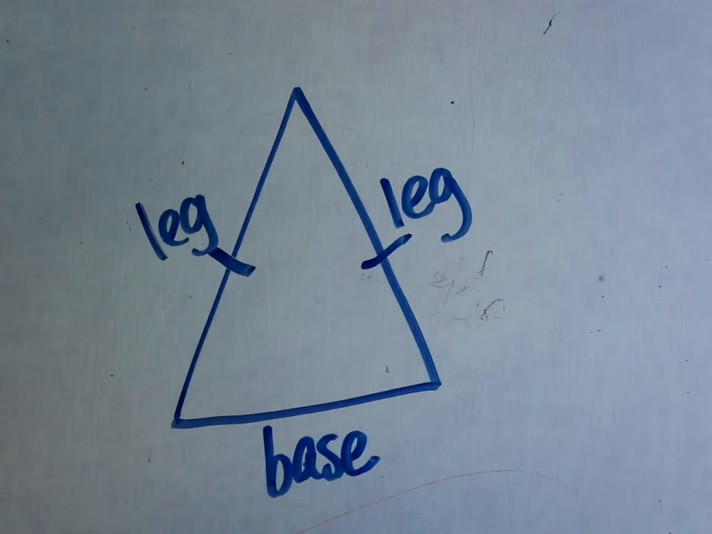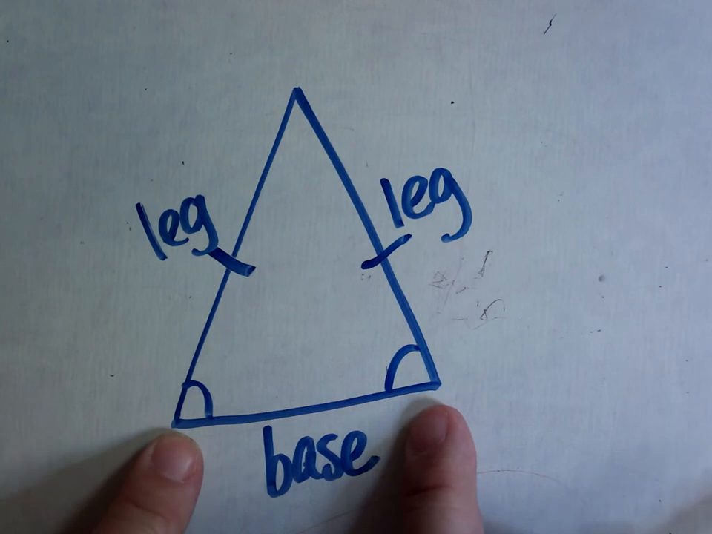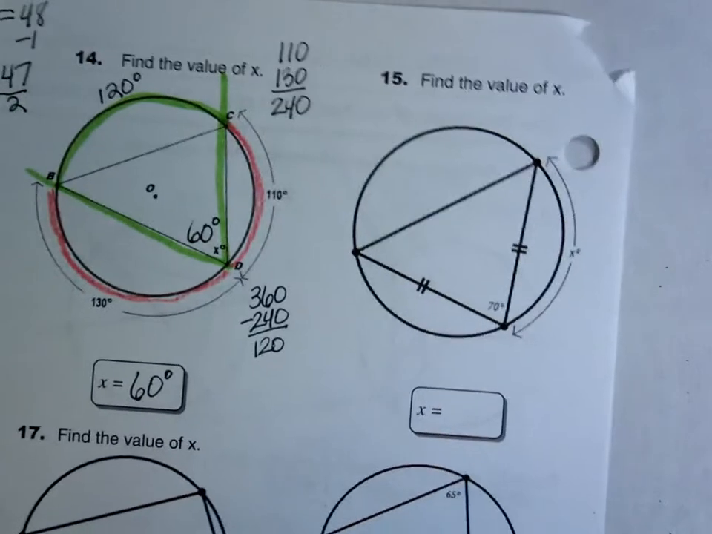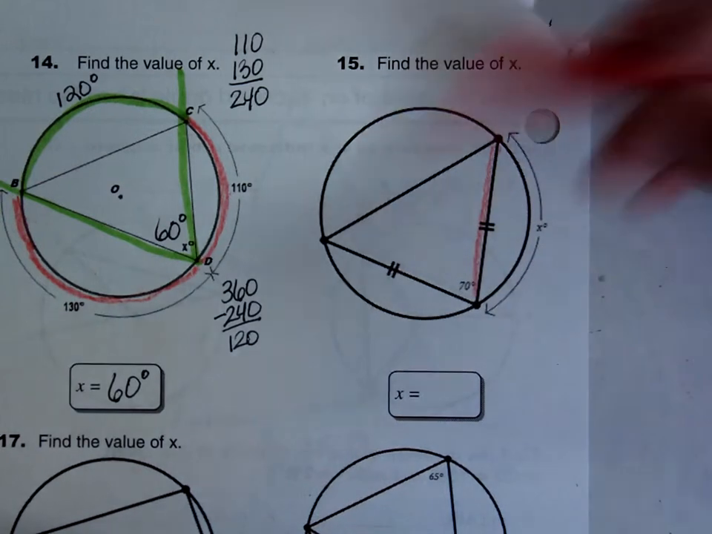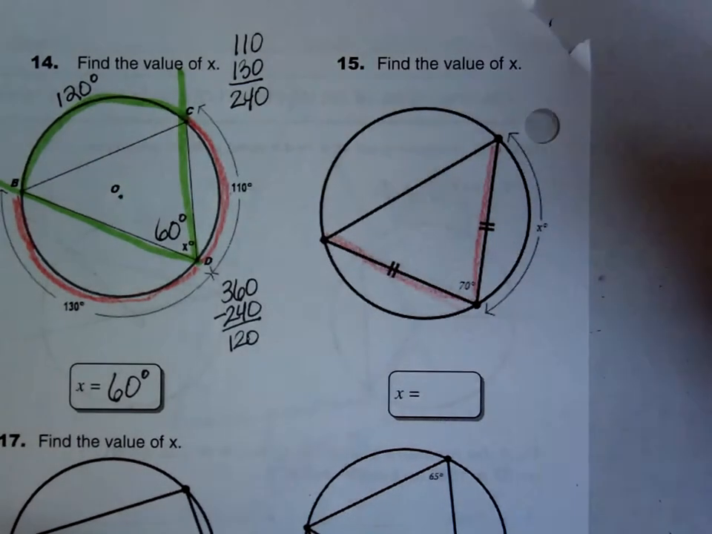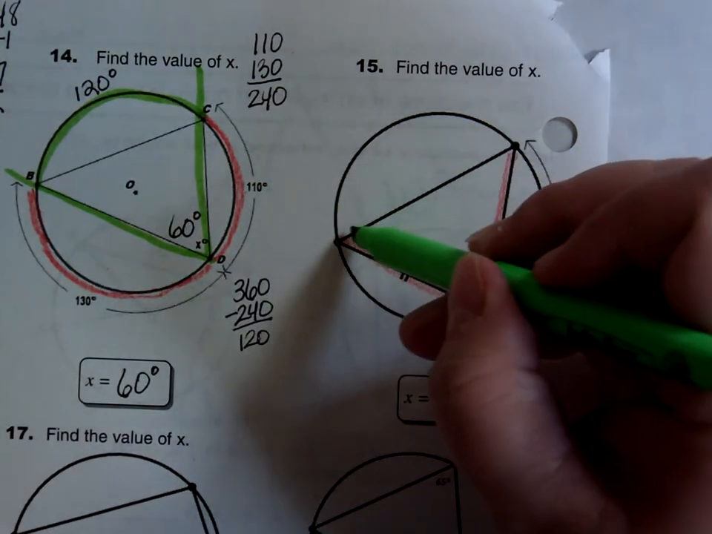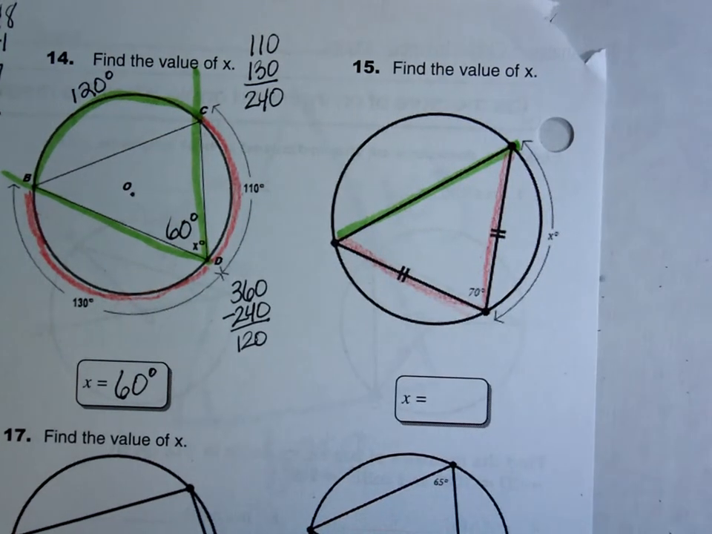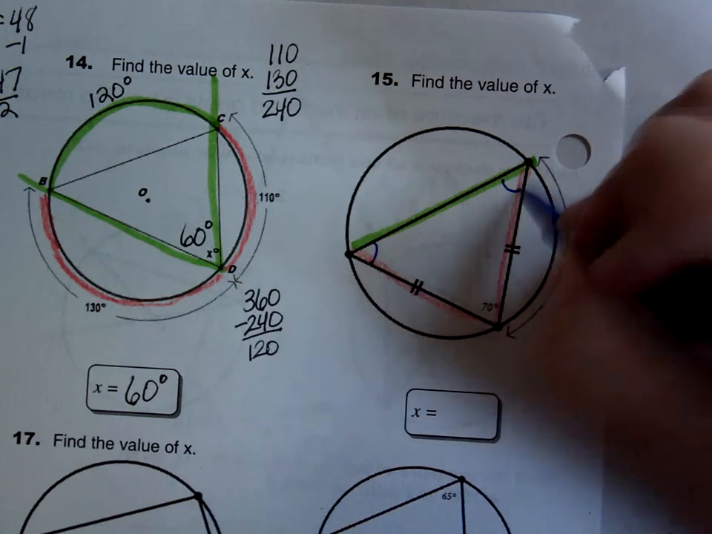And in every isosceles triangle, the base angles, the two angles on either end of the base, are going to be congruent. So in number 15, my two congruent sides are those two that have the markings. So that would be this side and this side. Those are legs. So that means this other side over here is the base. So that means that the two angles at either end of that have to be congruent. In other words, this angle and this angle.